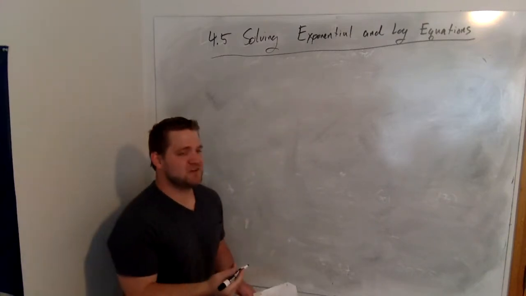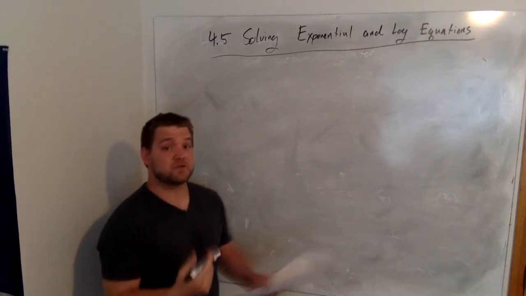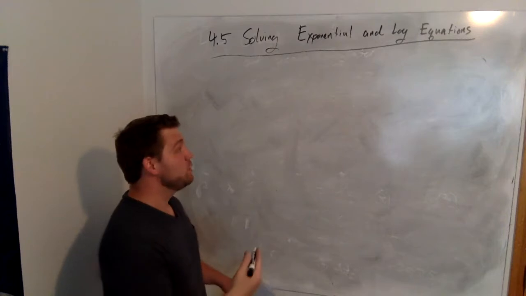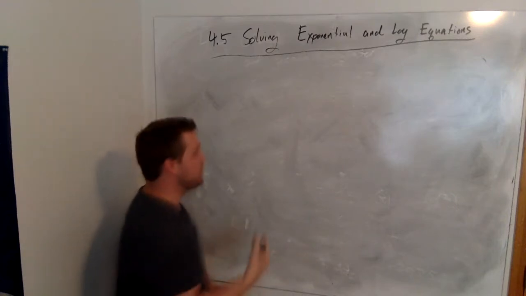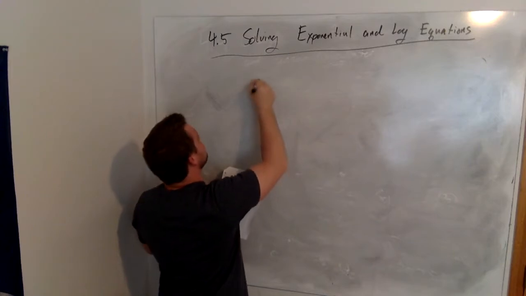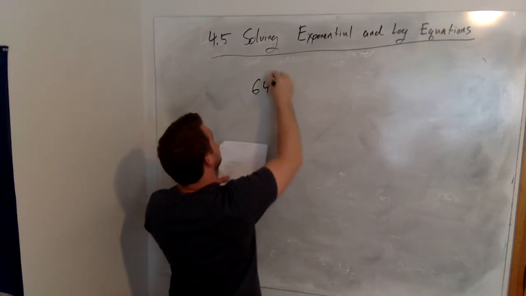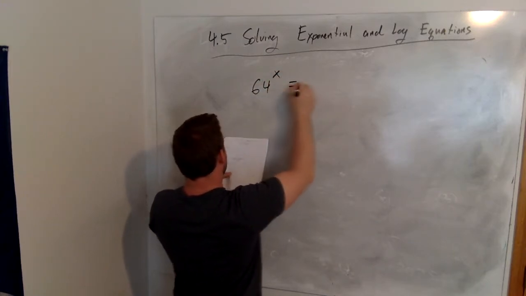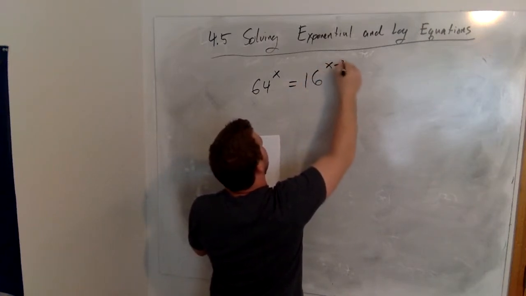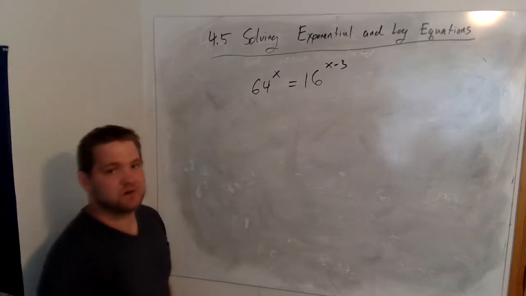Well, for some cases we don't need to use the inverses of exponentials, or we don't need to use logarithms if we don't have to. We can use the drop the base method when possible. So for example, let's say we have 64 to the power of x, and we want to know when that's equal to 16 to the x minus 3. Let's say we want to try to solve this equation.